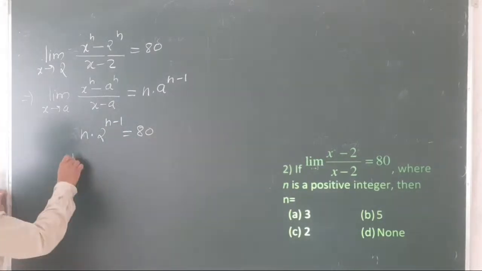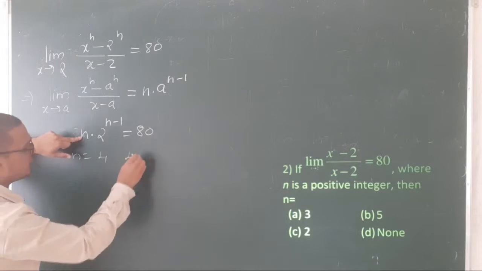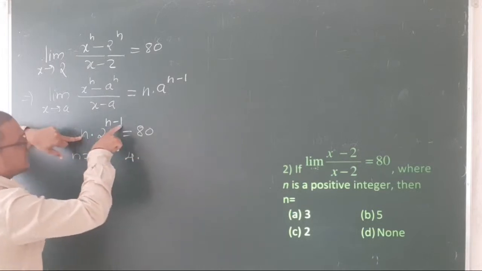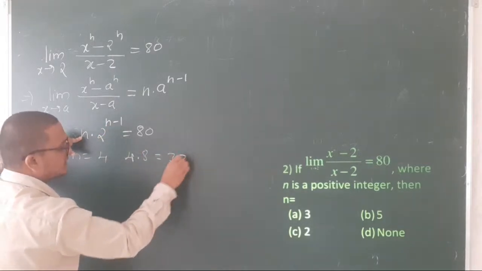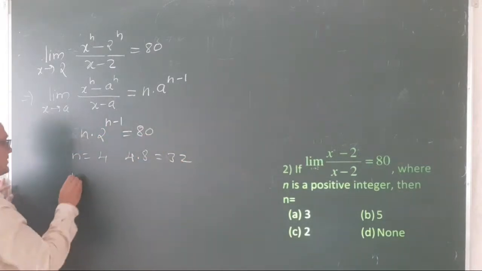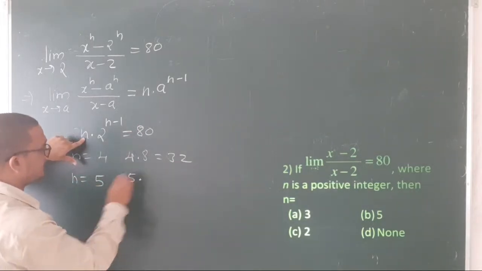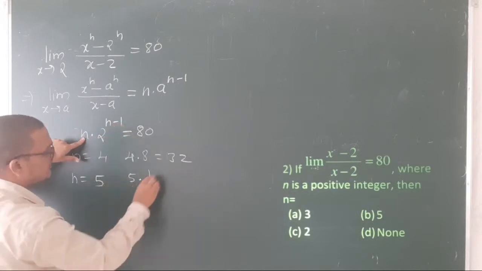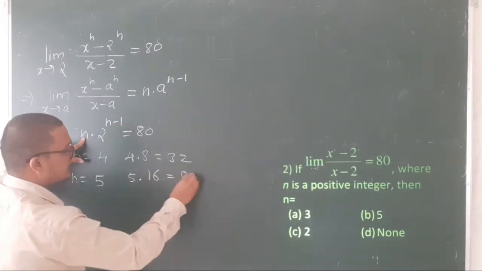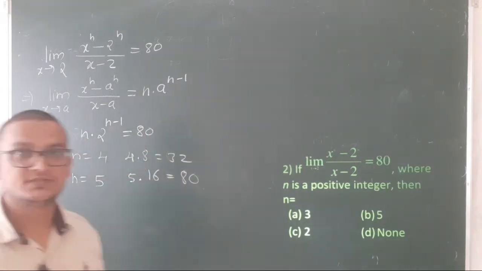So 1 is not equal to 80. Like that, suppose I put n equal to 4. Then 4 into 2 to the power 4 minus 1, which is 3, 2 cubed is 8, so it is 32, which again is not equal. Next, take n equal to 5. It is 5 into 2 to the power 5 minus 1, which is 4, that is 16, and 16 into 5 is 80. So we got the answer 80.